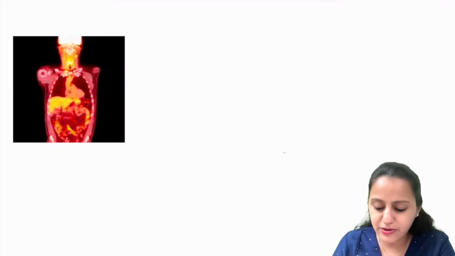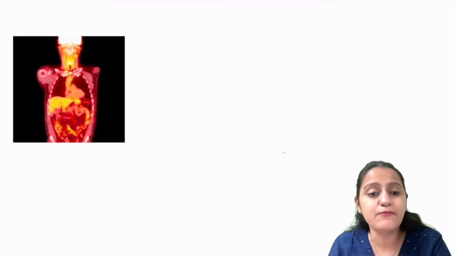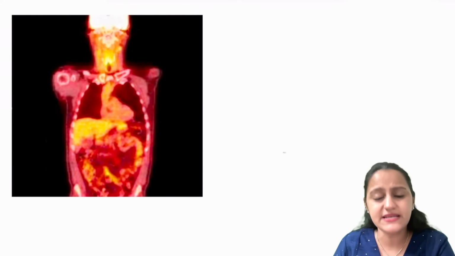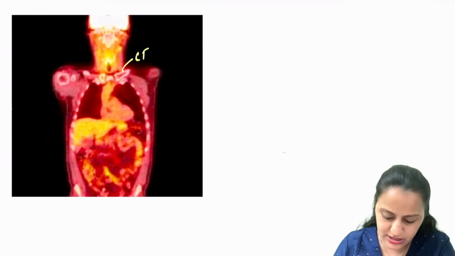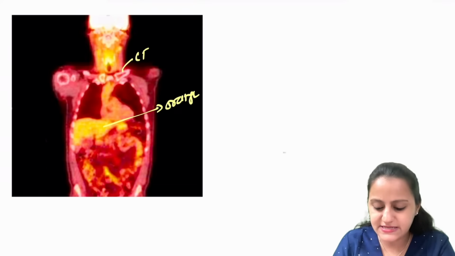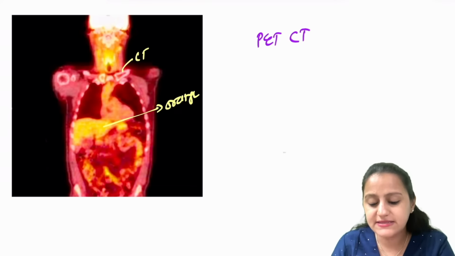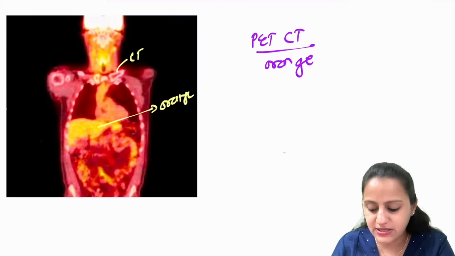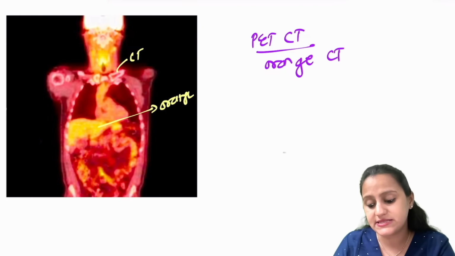Clear with everyone? Look at this. Asked so many times in the exam. What investigation is this? The white bone that you can see here is CT. And the orange color that you can see here tells you this is PET CT, PET combined with CT. When you see an orange colored CT image, it is PET CT.